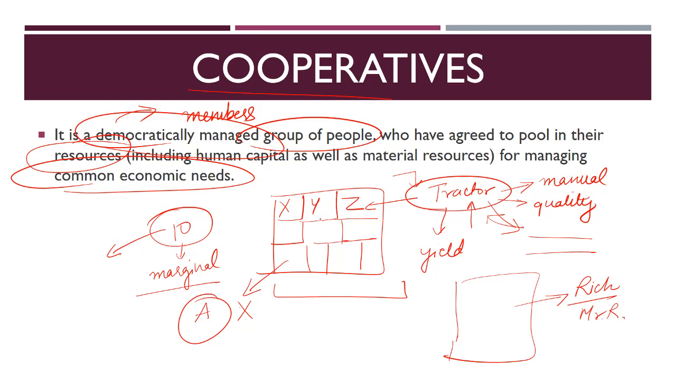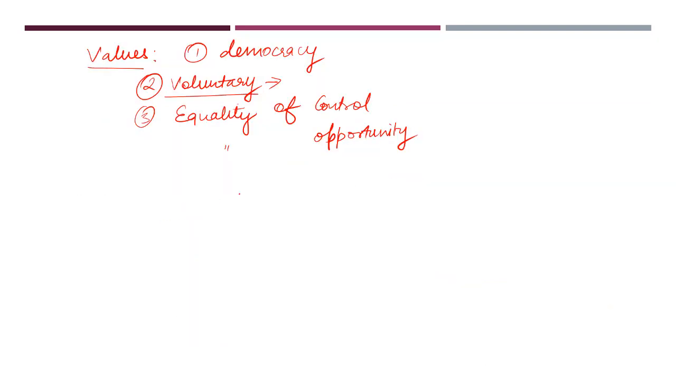But then again, we have seen that when they joined together to form a cooperative, they acquired the capacity to buy this expensive equipment, which they did not have earlier due to the lack of resources. Therefore, now we see that Mr. X, Y and Z of this village are now equivalent to Mr. R in terms of equipment which they want to use in their fields. And therefore, cooperatives provide equality of opportunity.